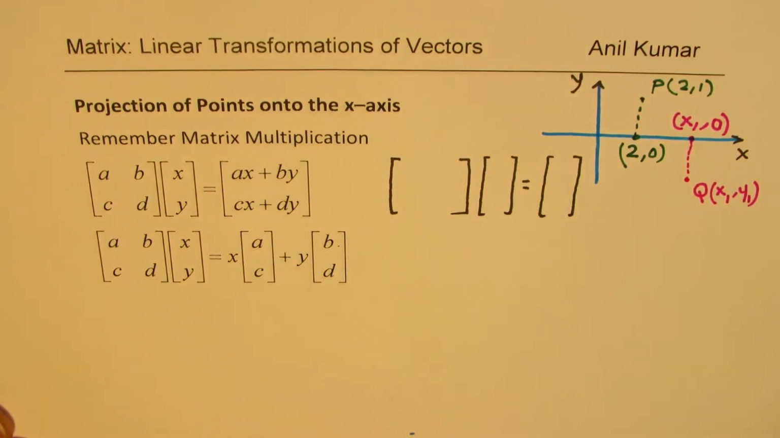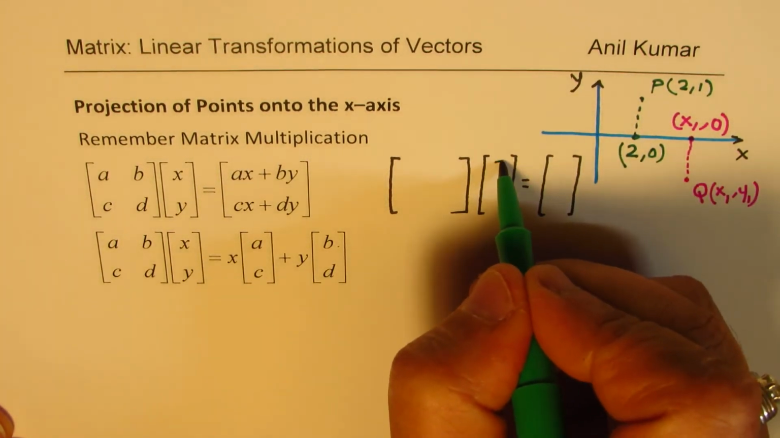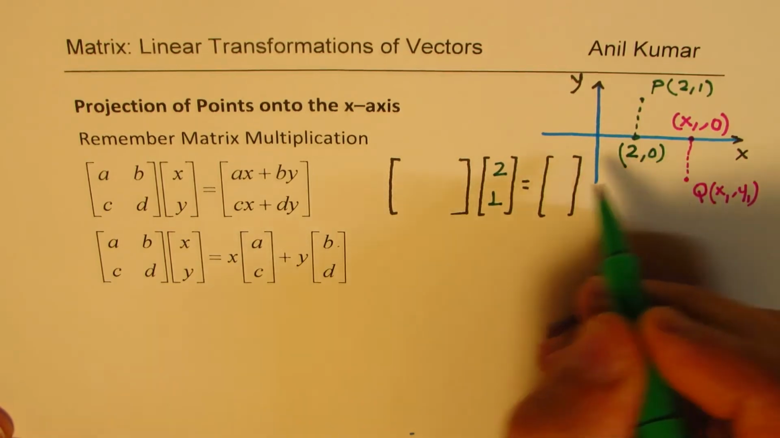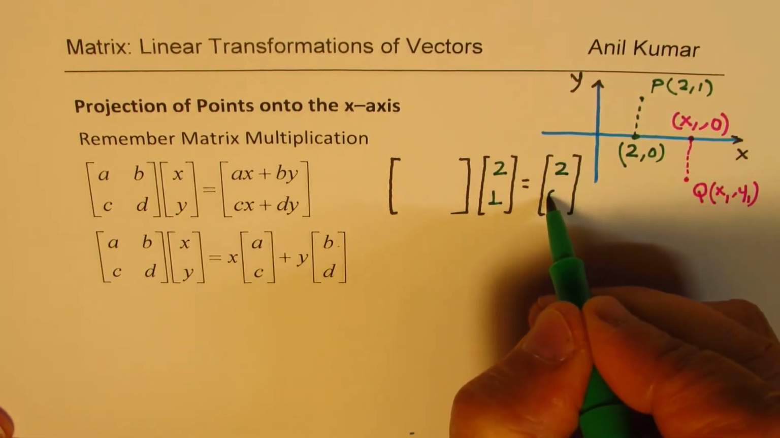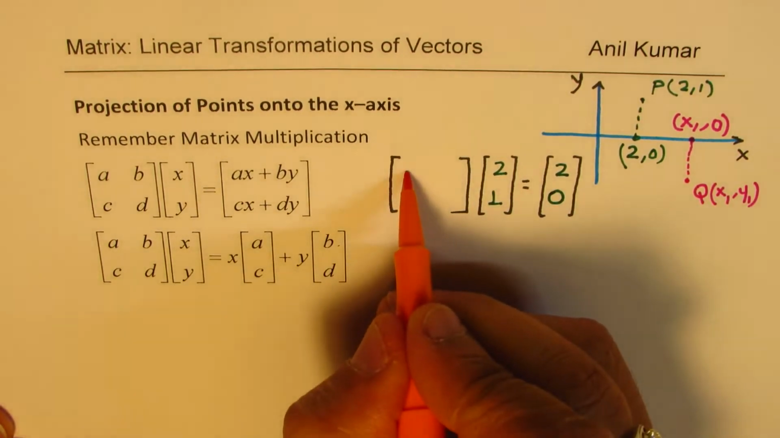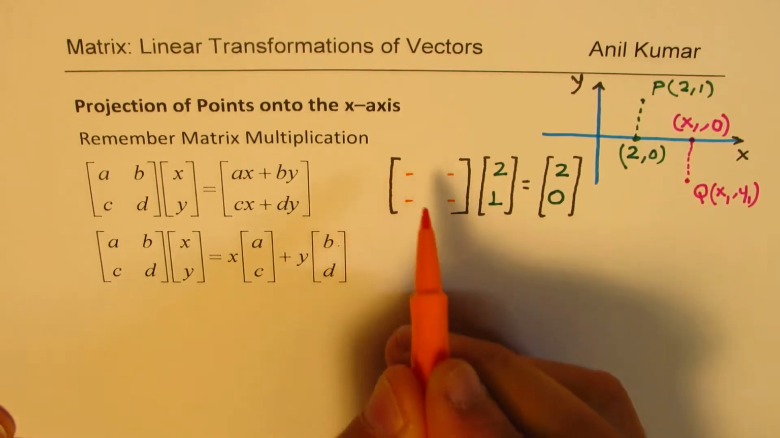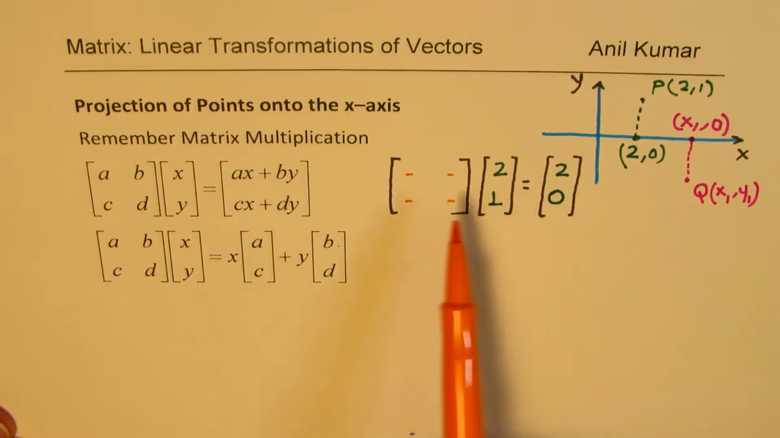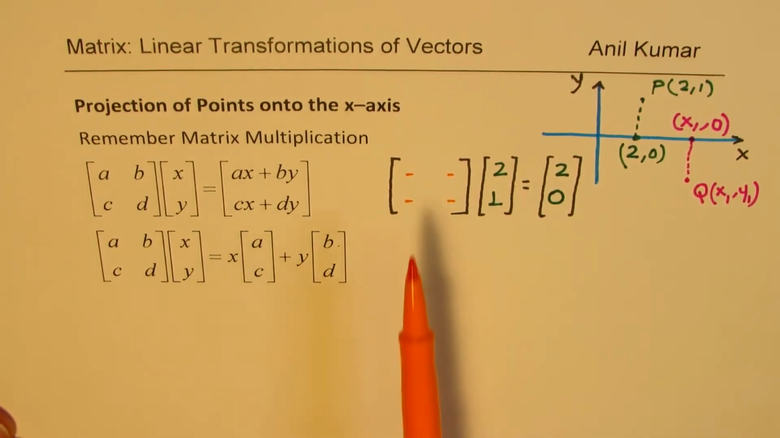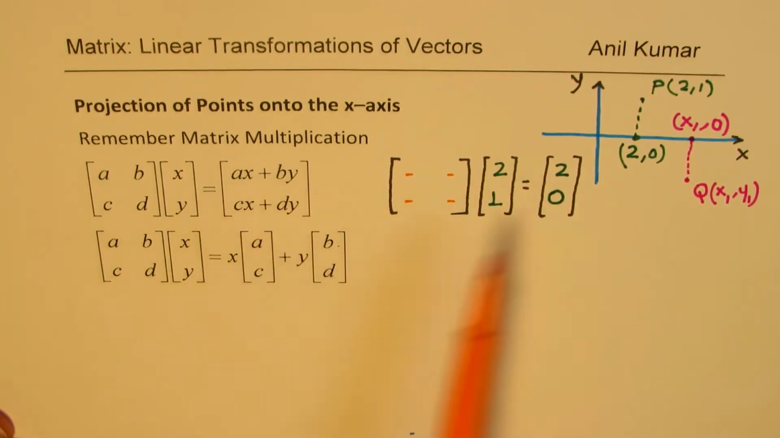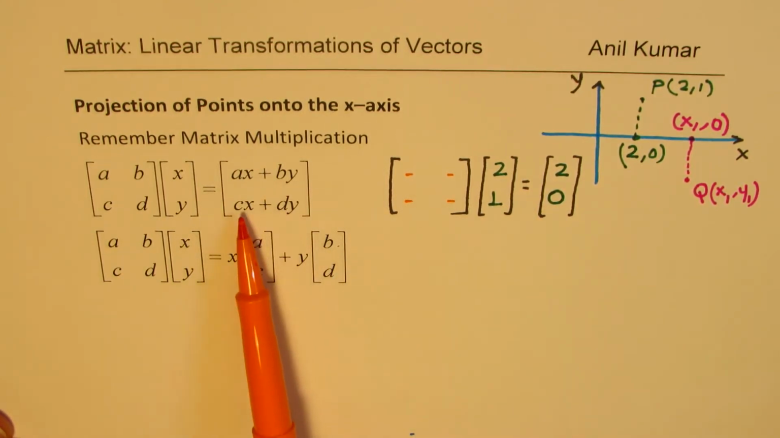So taking the first example, which is 2, 1, we know this is 2 and this is 1. And what do we need? Our result, we need 2 and we want to make this 0. So if that is the case, what should be this matrix A which can perform this kind of linear transformation? That is the question. Okay. Now, as you can see here, the result is 2 on the top, and the result here is 0. That means C and D should be 0, right?